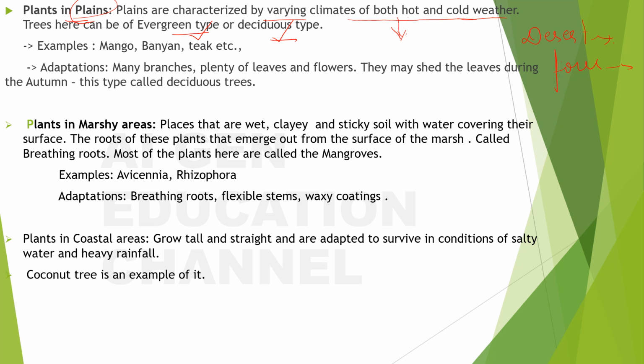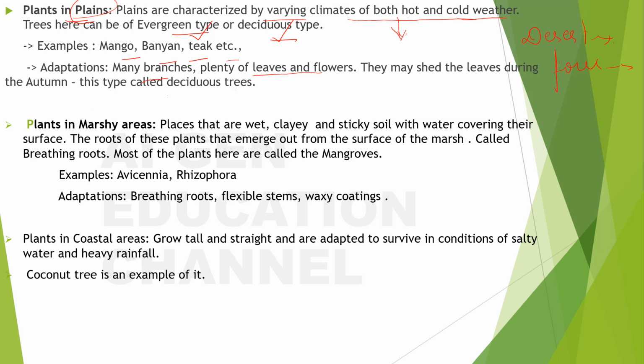Now examples are mango, banyan, teak, etc. So what are the adaptations they have made? Many branches, plenty of leaves and flowers. They may shed the leaves during the autumn. This type is called deciduous trees.